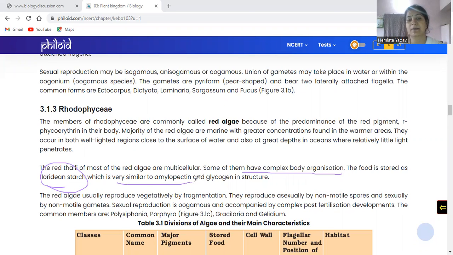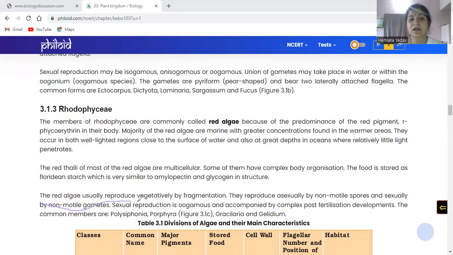It is very similar to amylopectin and glycogen in structure. You know, glycogen is our stored reserve food material. So it's a branched polymer of glucose. Whenever we have excess glucose in our body, our liver stores it in the form of glycogen. First, the glucose is converted into glycogen, then it is stored in the liver. So is the structure of this Floridean starch. So it is written like this.